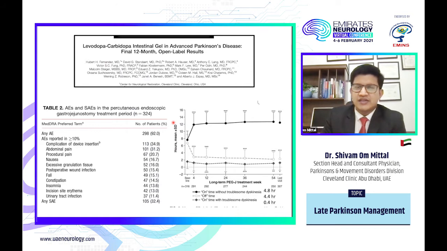This is an initial study from the Cleveland Clinic Ohio group, with a multicentric trial, and they showed significant improvement by 4.8 hours. You can see there's improvement in on time and reduction of off phase by 4 hours. What's remarkable is that around 92% of patients had problems with the pump, and around 35% of patients had complications with the device insertion, because it's a PEG-J tube, and it becomes a hassle for these patients because of abdominal pain, procedural pain, nausea, post-operative granulation tissue or secretion. So you need to have a gastroenterologist who is really involved to follow up with these patients as well.